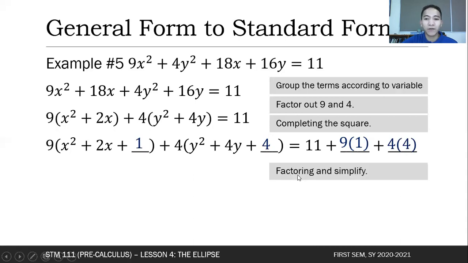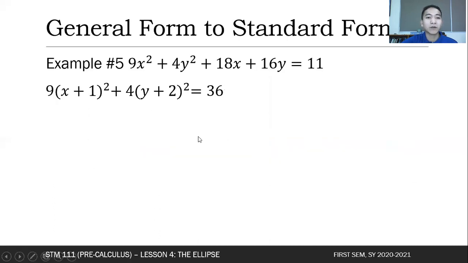Next step is to factor and to simplify. So, bring down 9. Copy the variable. The sign, 1/2 of 2 is 1. Bring down 4. The variable is y. The sign is positive. 1/2 of 4 is 2 squared. Then simplify this one. That will result to 36. Okay? There. So magpatuloy tayo from that. From 9 times the quantity x plus 1 squared plus 4 times the quantity y plus 2 squared equals 36.